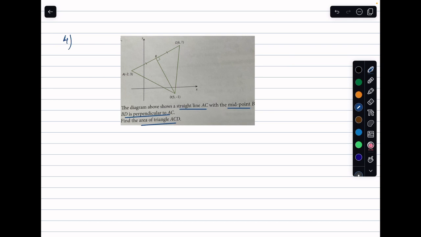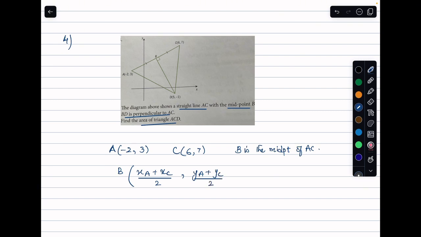So it's a straight line AC, and we can see that the coordinates of A are (-2, 3), the coordinates of C are (6, 7), and B is supposed to be the midpoint. So B is the midpoint of AC. So I can say that for B, it's going to be XA plus XC divided by 2, and YA plus YC divided by 2. I am applying the midpoint formula here.